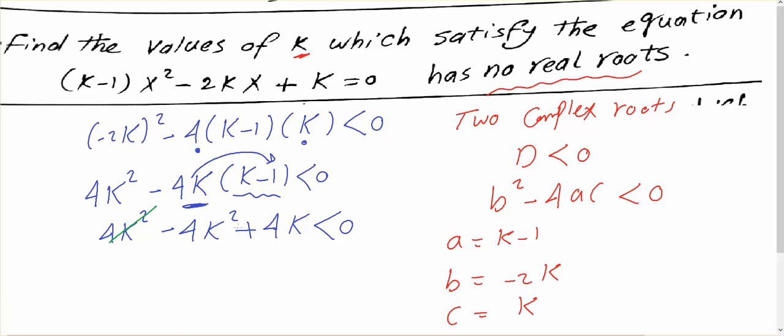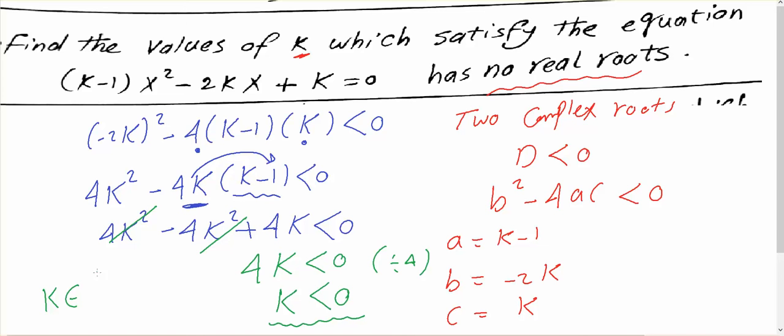We cancel this with this. We have 4k smaller than 0. Divide by 4: 4 divided by 4 is 1, so k smaller than 0 divided by 4 equals 0. k smaller than 0. We can write that k belongs to the interval of all real numbers smaller than 0, from negative infinity to 0, open.